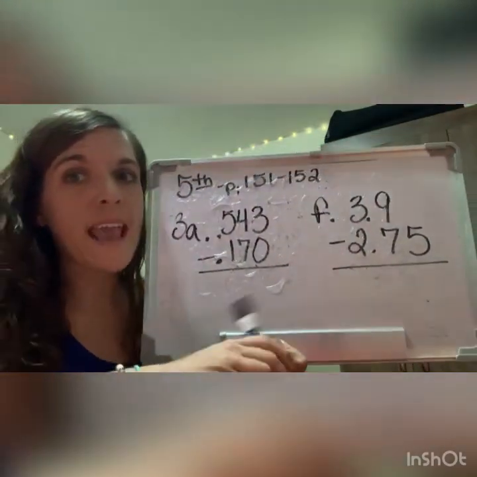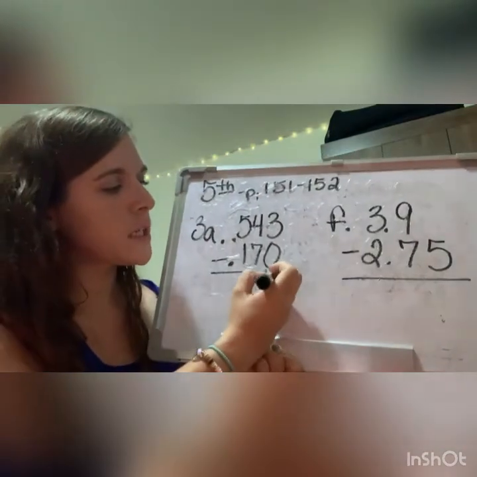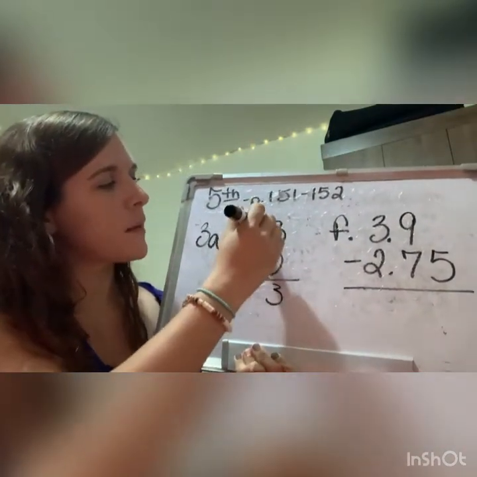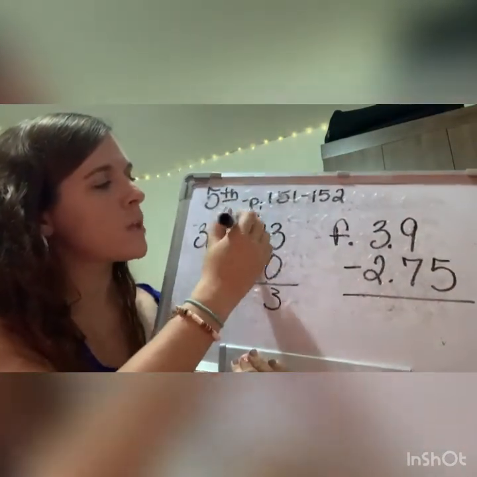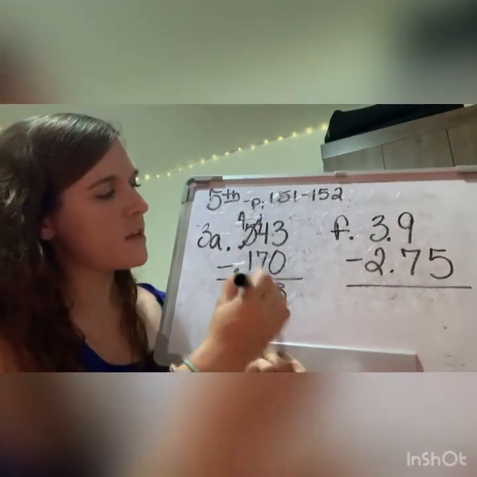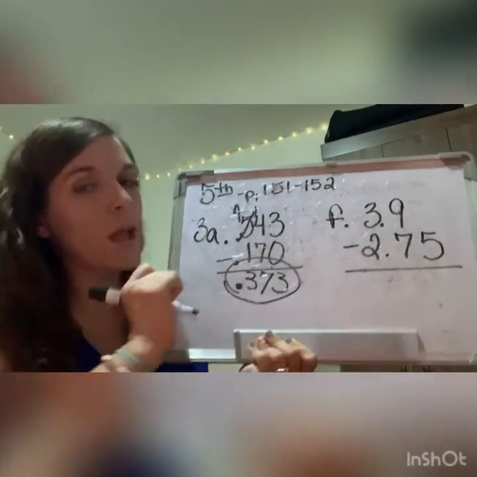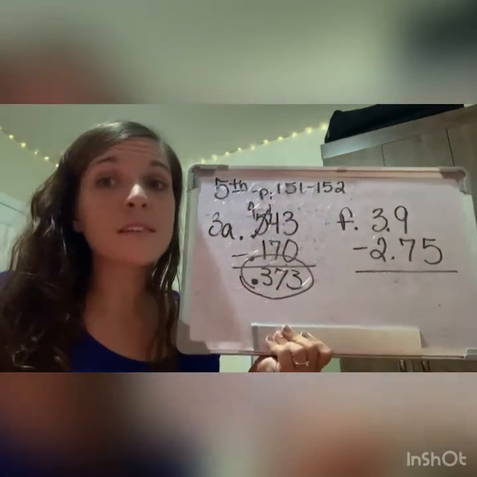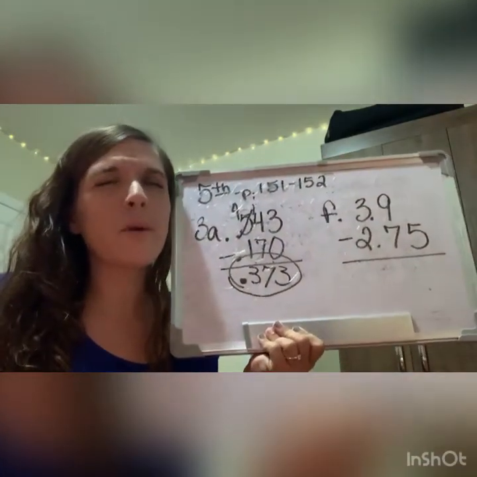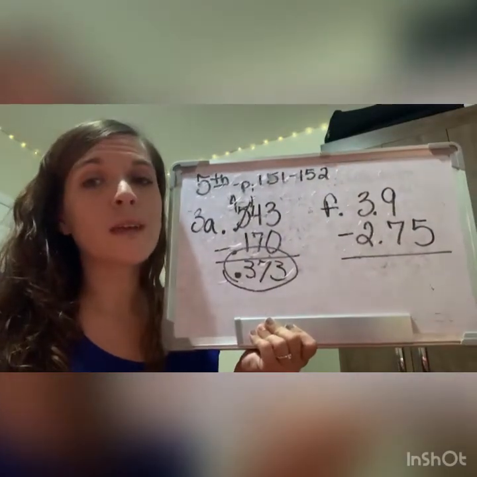This one's a piece of cake. 3 minus 0 is 3. 4 minus 7, let's make that 14. We'll make this 4. 14 minus 7 is 7. 4 minus 1 is 3. Don't forget your decimal point, okay? 0.373. It's not 373. If you forget that decimal point, it makes a world of difference, okay?